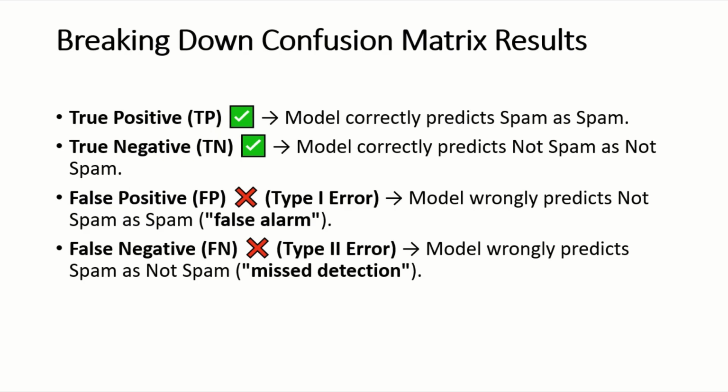So a true positive, that means the model correctly predicts spam as spam. True negative, the model correctly predicts not spam when it's actually not spam. We have a false positive, which is a type 1 error when the model wrongly predicts not spam as spam. So it's a false alarm. And we have a false negative, or a type 2 error, when the model wrongly predicts spam as not spam. So this is a misdetection.